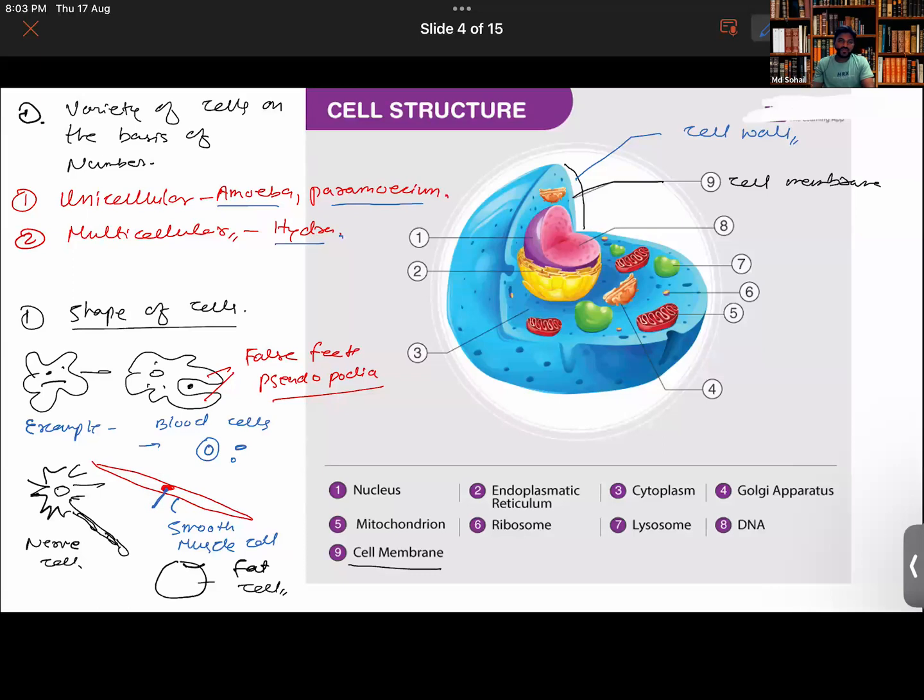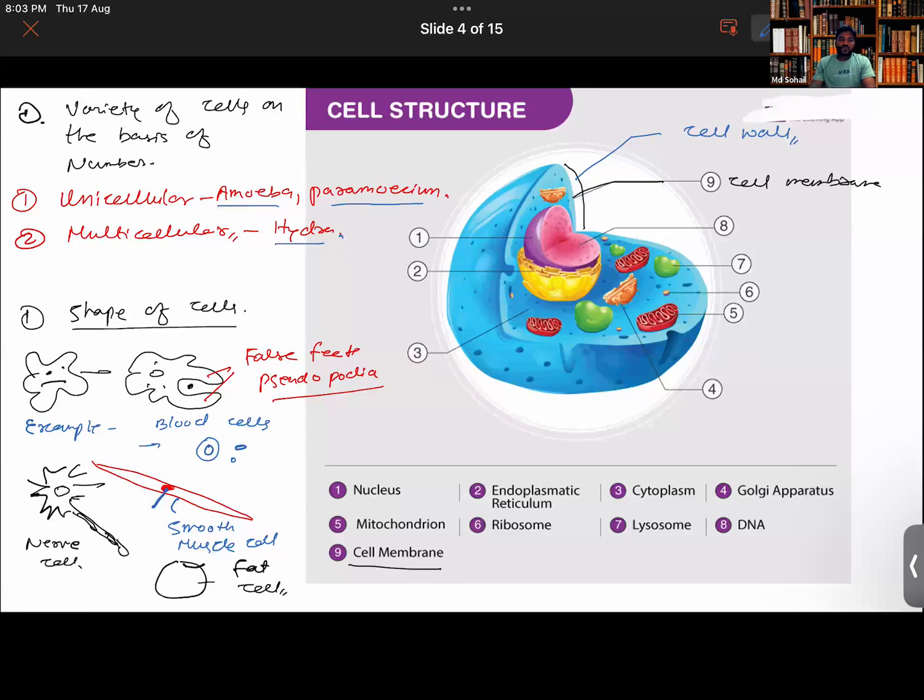So if you were to look at the bark of the plants, they are much harder, right? And they are able to resist heat, moisture, wind in a much better way, basically. Okay, so far we have talked about two things: variety of cells on the basis of their numbers and on the basis of their shapes.